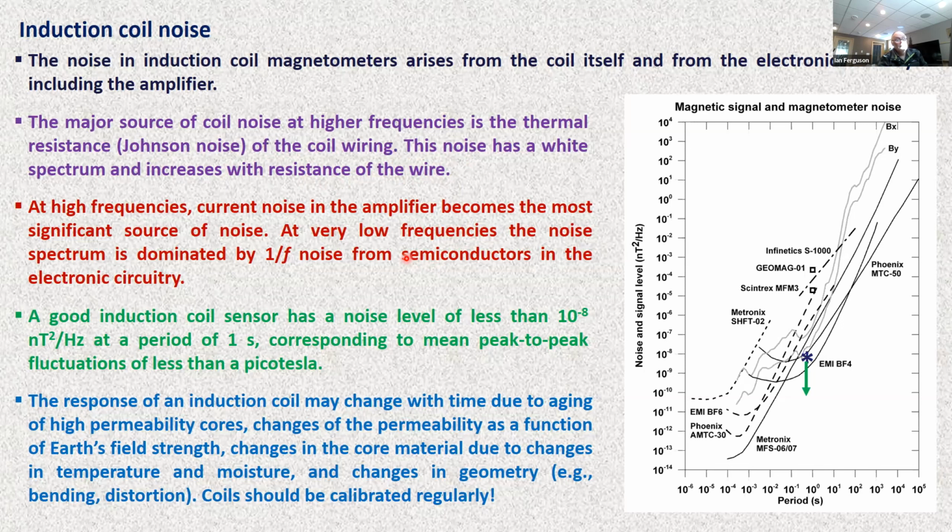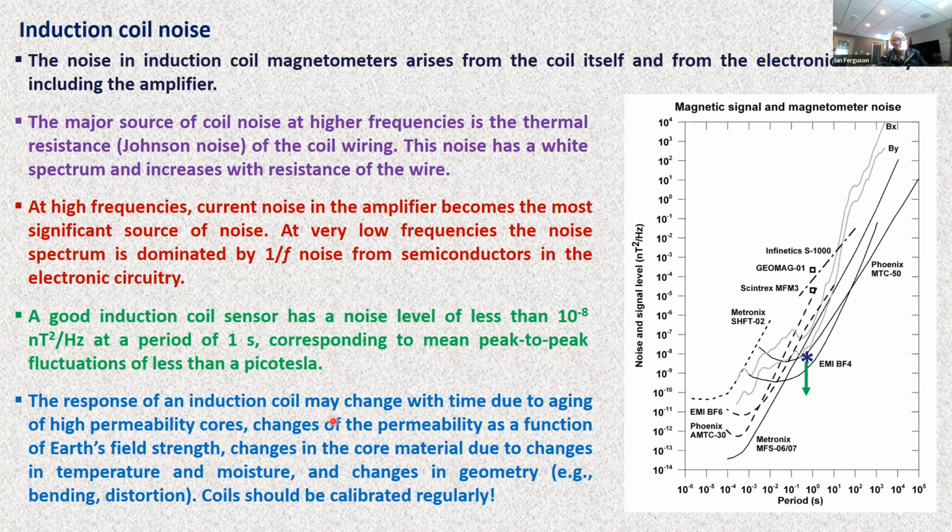At high frequencies, current noise in the amplifier becomes the most significant source. At very low frequencies, the noise in the spectrum is dominated by 1/f noise from semiconductors in the circuitry. Overall, a good induction coil sensor has a noise level of less than about 10^-8 nanotesla squared per hertz at around 1 second. And this will correspond to mean peak-to-peak fluctuations of less than a picotesla.